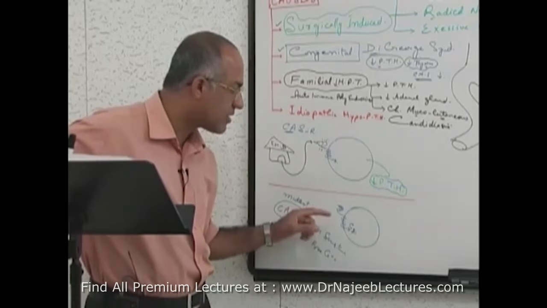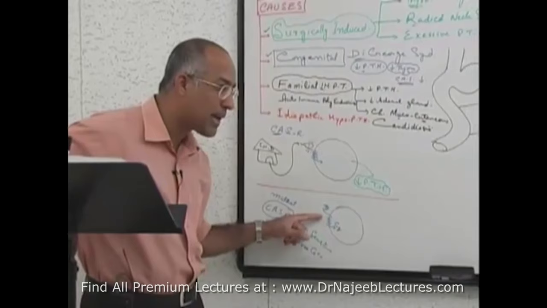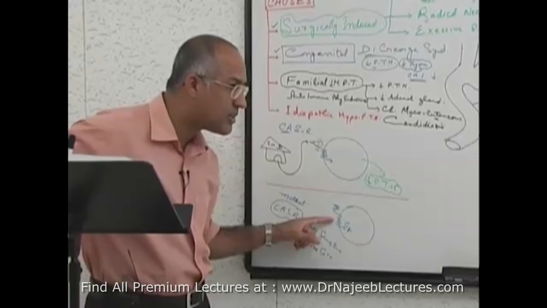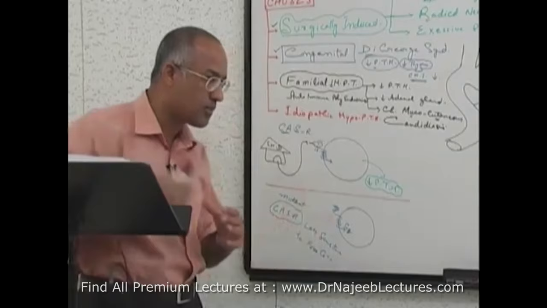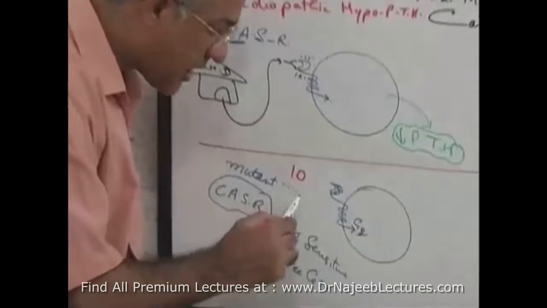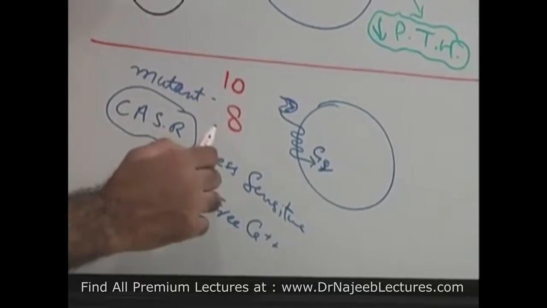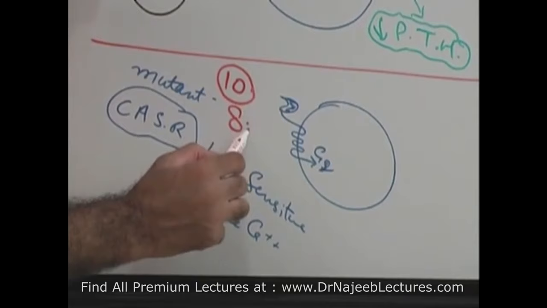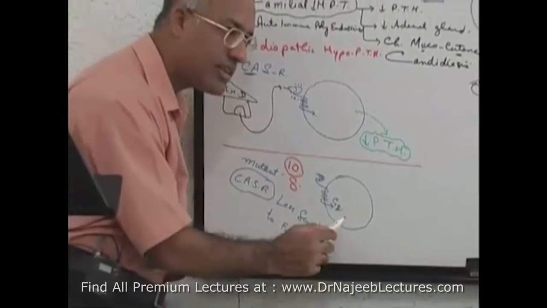So what will they do? They will be blind to the presence of normal calcium. So they will assume as if calcium is less because they are not sensitive to calcium. For example, when calcium level in the blood is 10, they should give 10 signal. When calcium level is 8, they should give 8 signals. Is that right? Now, the problem is they're less sensitive. Even if calcium level is 10, they are giving less signal. If they're giving less signals, the cell assumes that calcium is less in the body. So the cell will produce more parathyroid hormone.